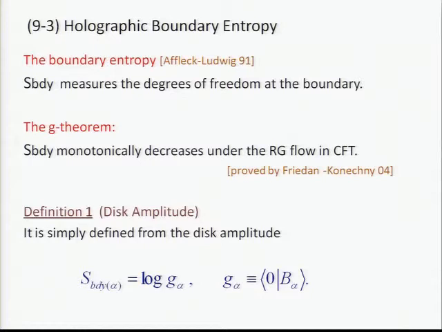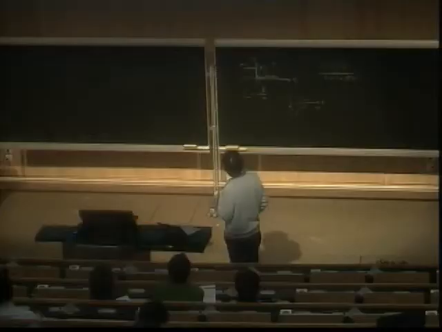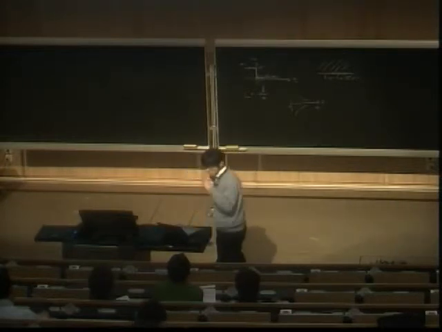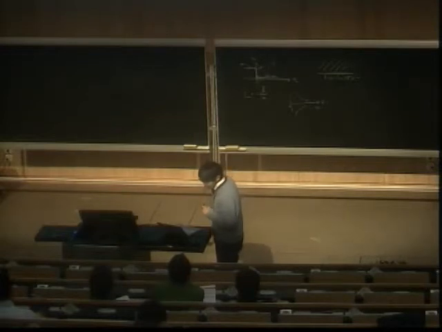And this boundary entropy is shown to be monotonically decreasing under RG flow. This was originally a conjecture by Affleck and Ludwig, but proved by Friedan and Konechny. This is much like the c-theorem, and it is called the g-theorem. And then one should ask how to compute this g.